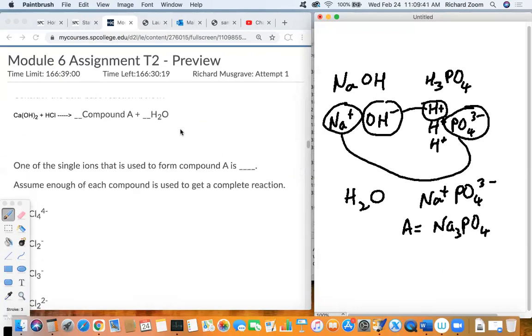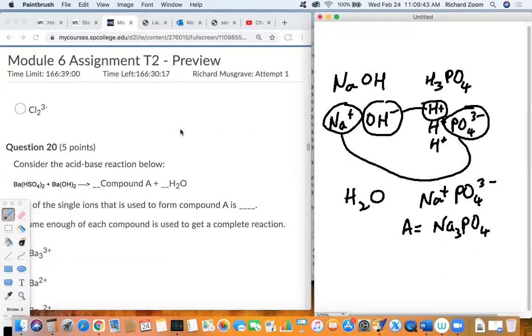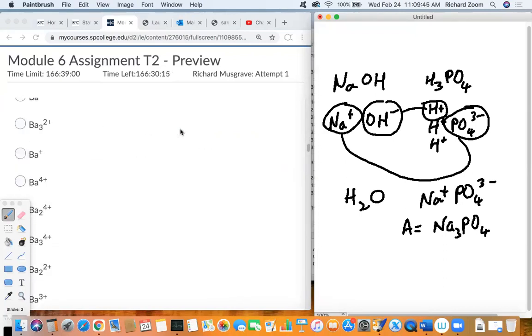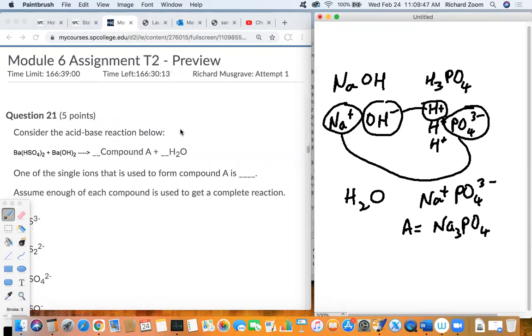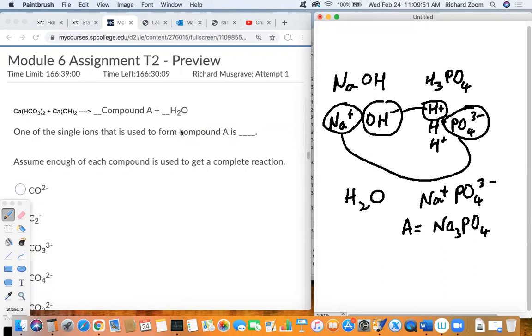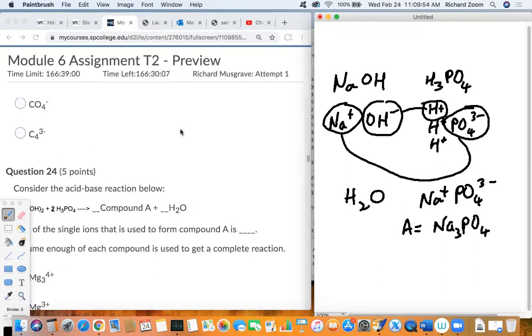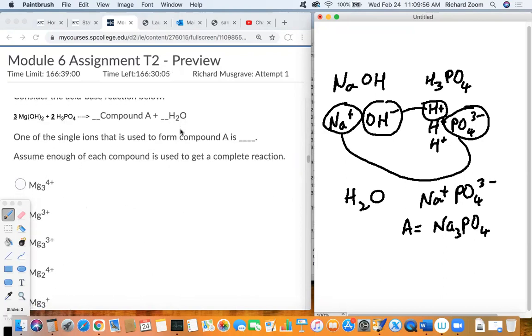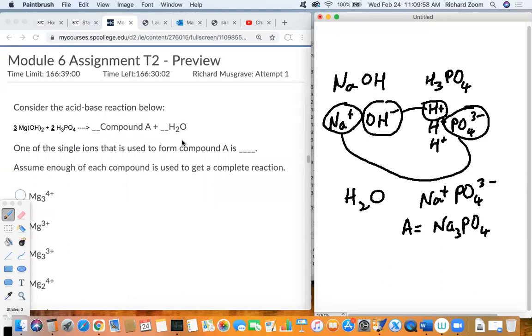All right, I'm looking for another one here. See if there's another example I can show you. No, I think they're all pretty much the same thing, really. Except for maybe this one. Okay, I'll do this one here.